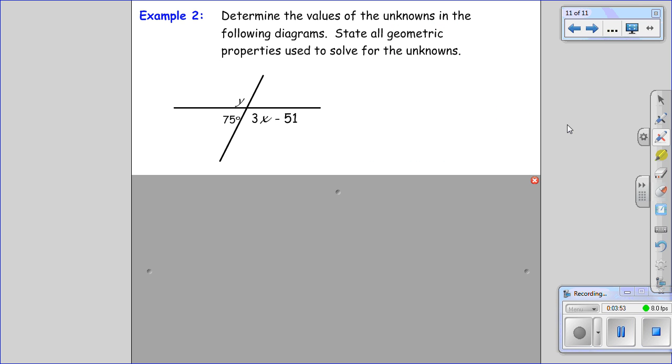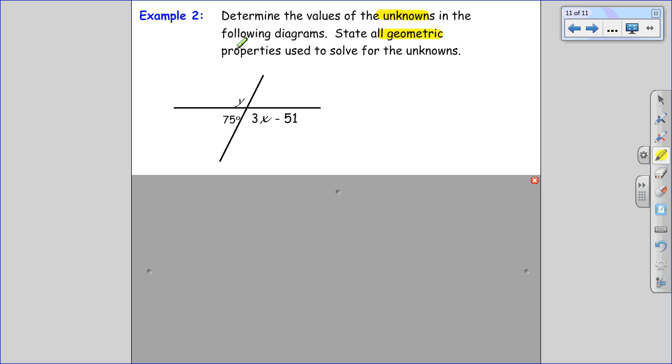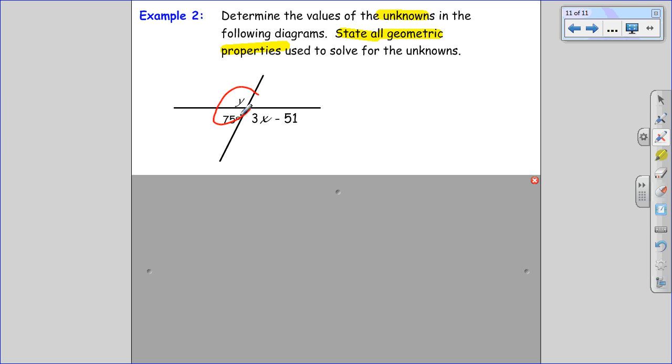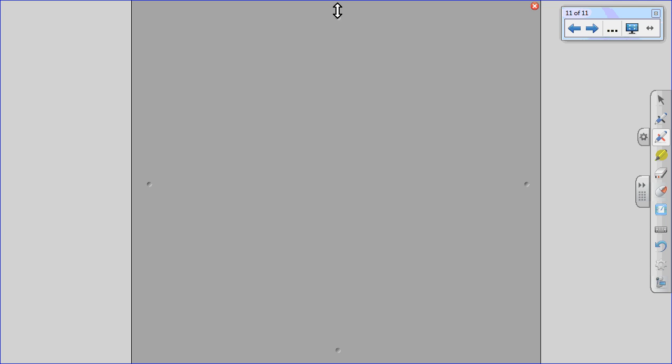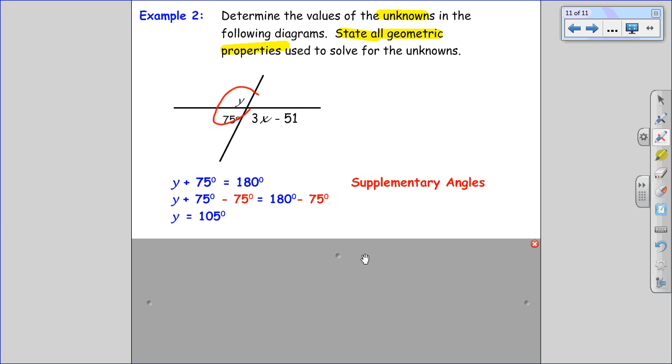Finally, determine the values of the unknowns in this diagram. Again, same thing, and I want to state the geometric properties again that I've used to solve it. So when I do that, I need to look, well, what's easiest? Obviously, y and 75 are on the same straight line, so they are supplementary angles, so I can add them up to get 180 degrees. Now, in order to isolate for y, I have to subtract 75 from both sides, and I end up with y is 105.